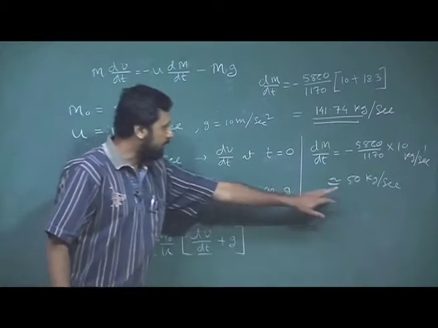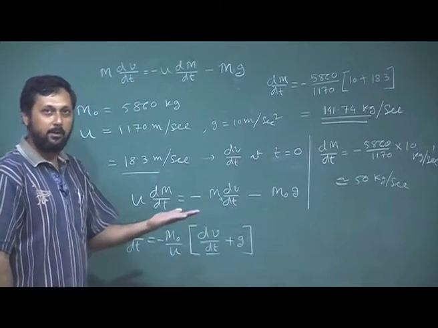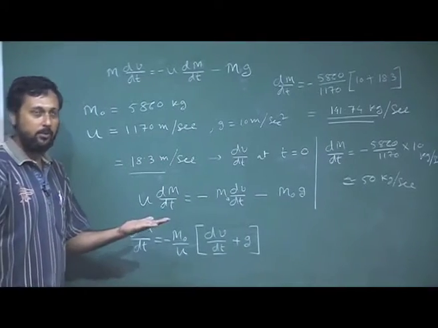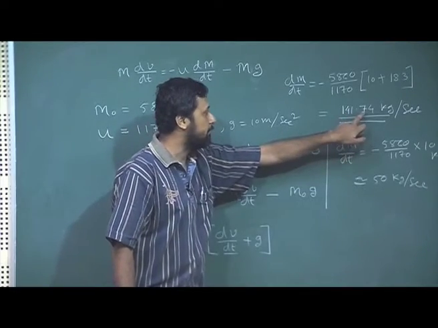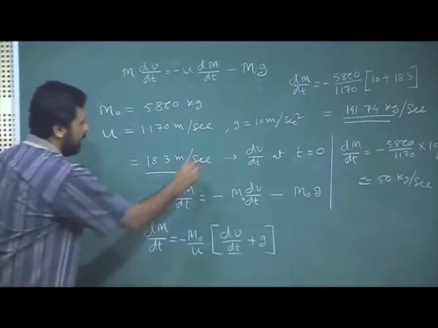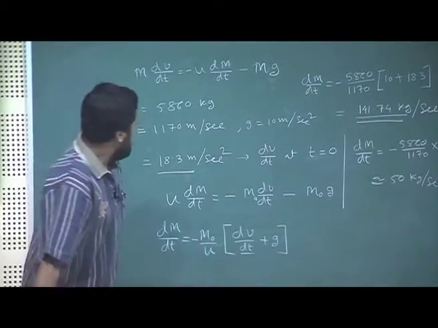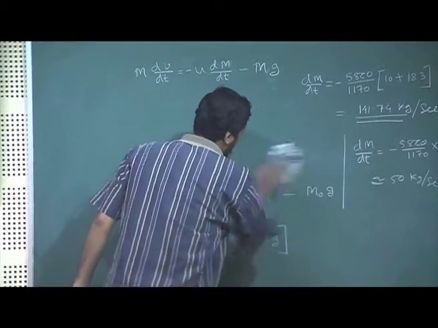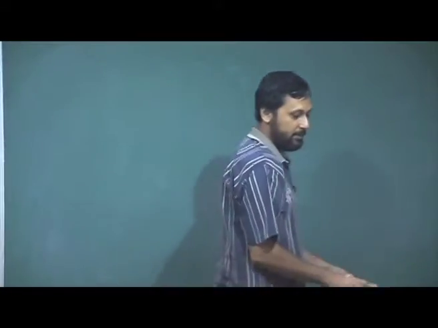So, you see if the rocket starts exhausting at 50 kg per second, it lifts up at 0 relative acceleration to the ground, whereas if it starts with the exhaust at 141.7 kg per second, then it shoots up with an initial acceleration of 18.3 meters per second square. Great. So, we move to our next problem, which will be the last problem for rocket motion and systems with variable masses in this class, but of course, you will have to solve the assignment.